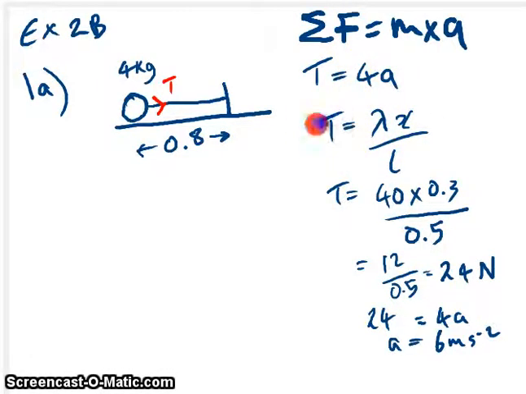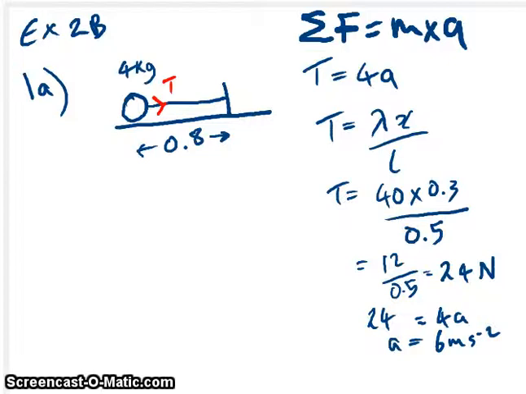Tension, from the previous section of the course, was lambda x over L. So putting in the values, my lambda is given to me as 40. The extension is 0.3 because the natural length is 0.5 and the current length is 0.8, so we've got a change in length of 0.3. The original length is 0.5 as previously mentioned. 40 times 0.3 is 12, divided by 0.5 gives us 24 newtons. So 24 newtons is equal to 4A, so A must be equal to 6.